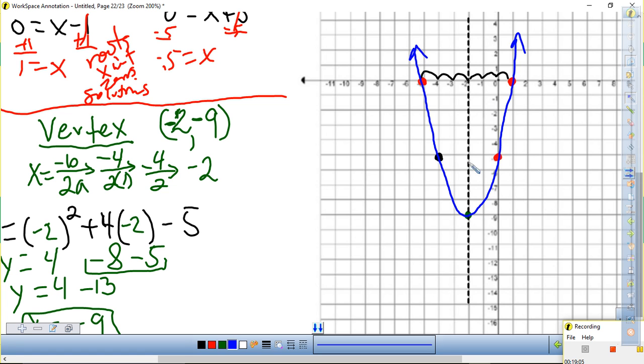And that's how we graph our parabola using the intercepts, the vertex, and a reflected point from the line of symmetry. Also, the line of symmetry is also known as the axis of symmetry.